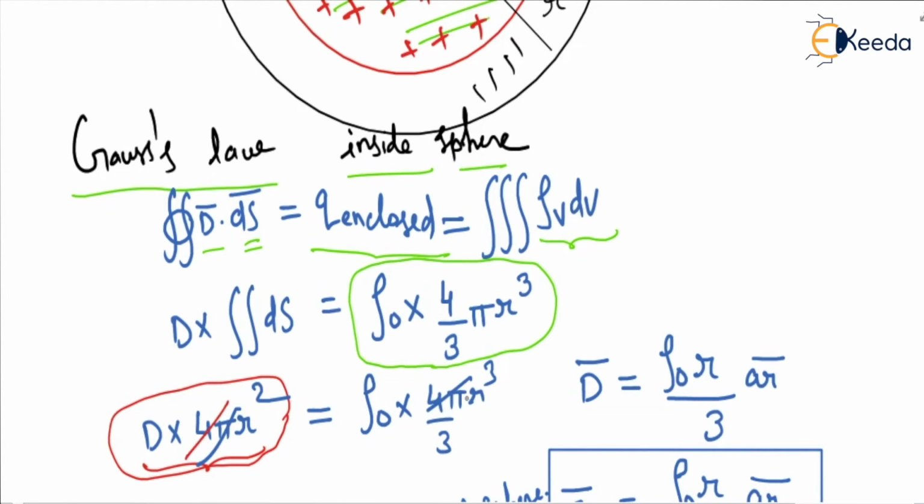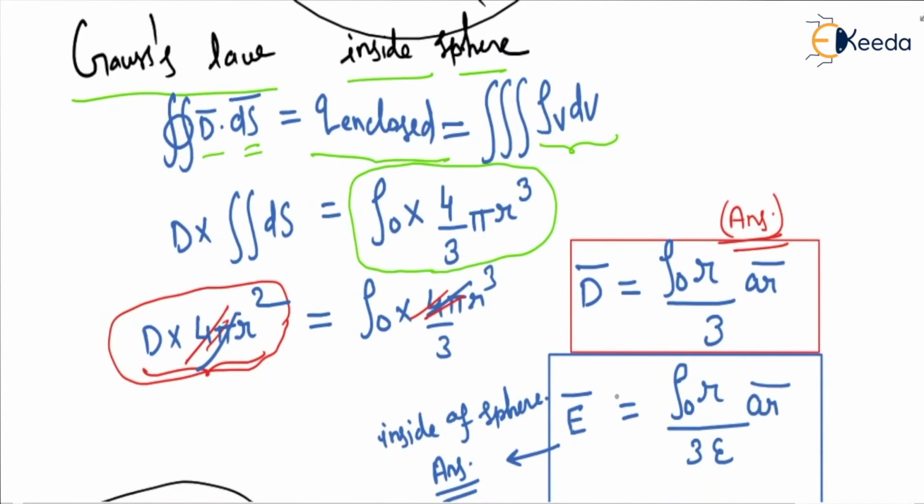So 4 pi and 4 pi will cancel, and r square and r cube will cancel, and the value of D is equal to rho naught r by 3 ar. So this is the flux density inside the sphere, but we can calculate the value of E. So E is equal to rho naught r by 3 epsilon ar vector. So this is our answer for the electric field inside the sphere.